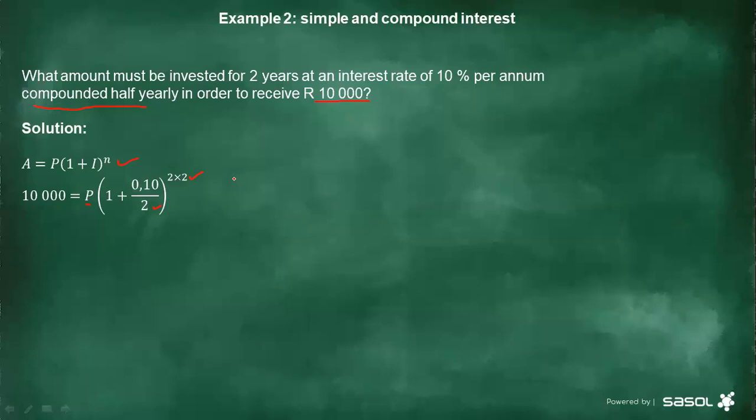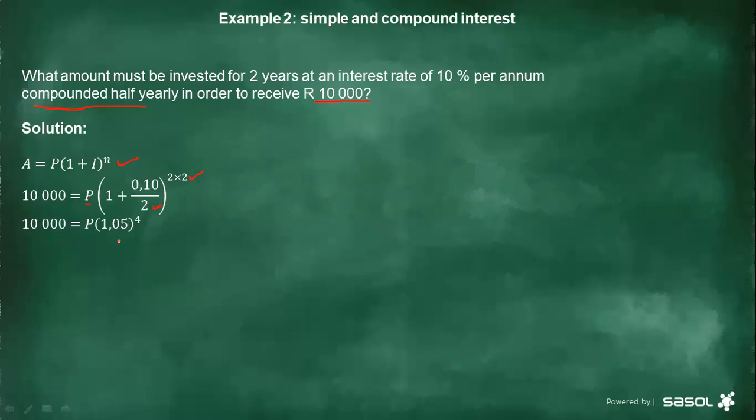You divide I by that compounded period, and you also multiply the number of years by that compounded period, the way we did on this one. And then after you press your calculator, the exponent is going to be 4, 2 times 2 is 4, and inside the bracket we add 1 to this fraction, which gives us 1.05.